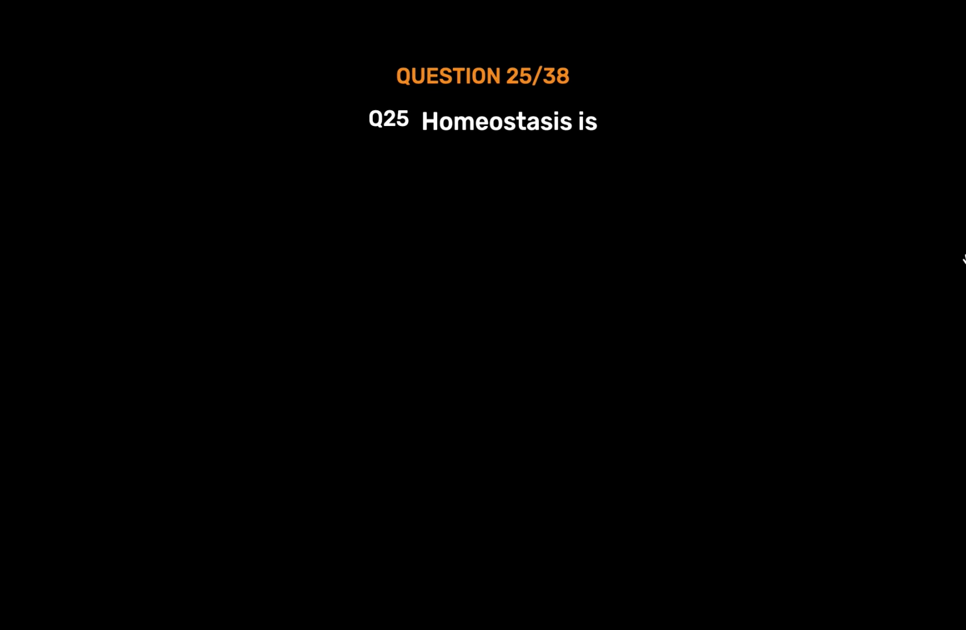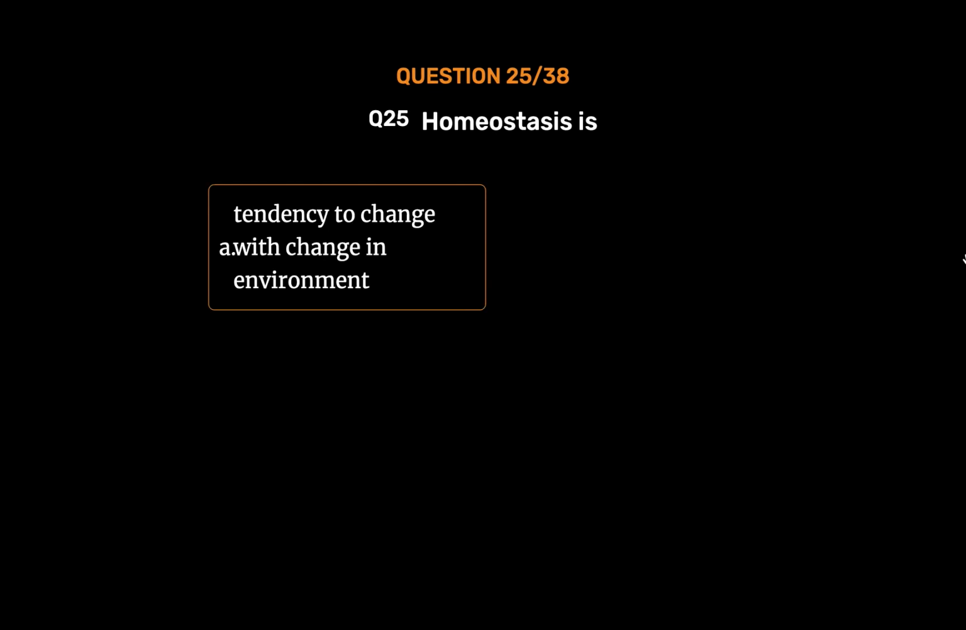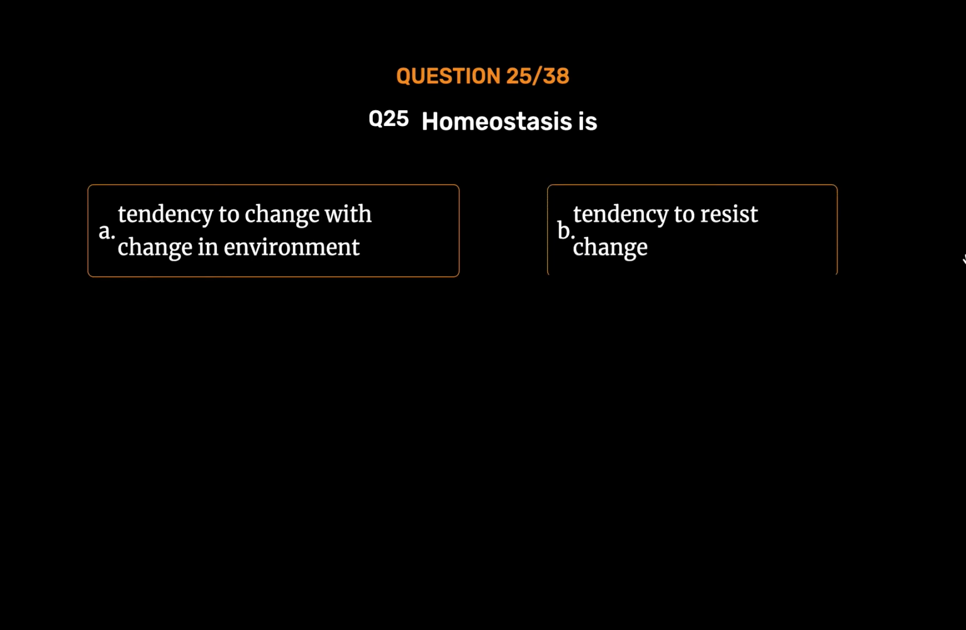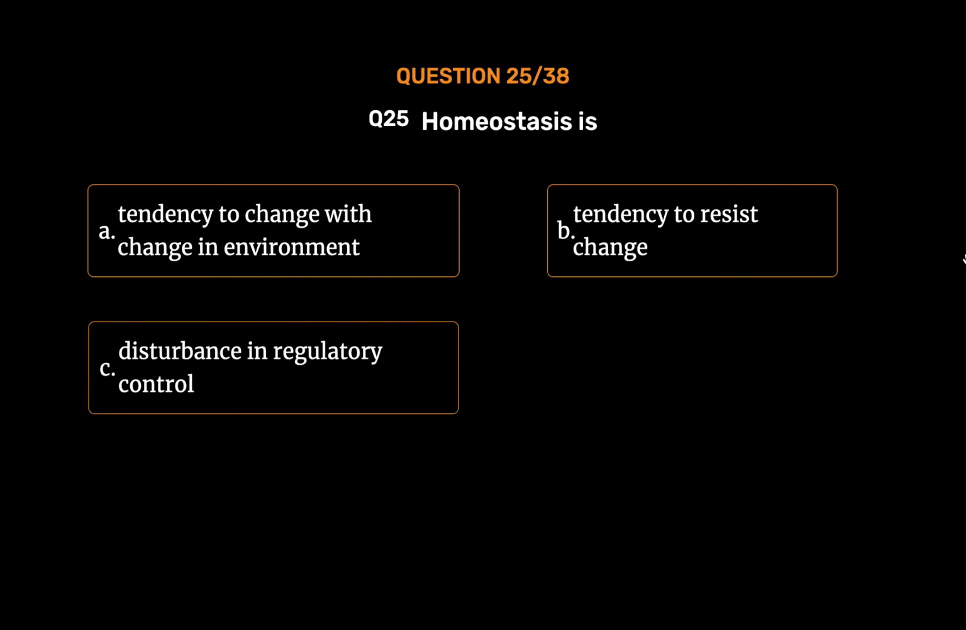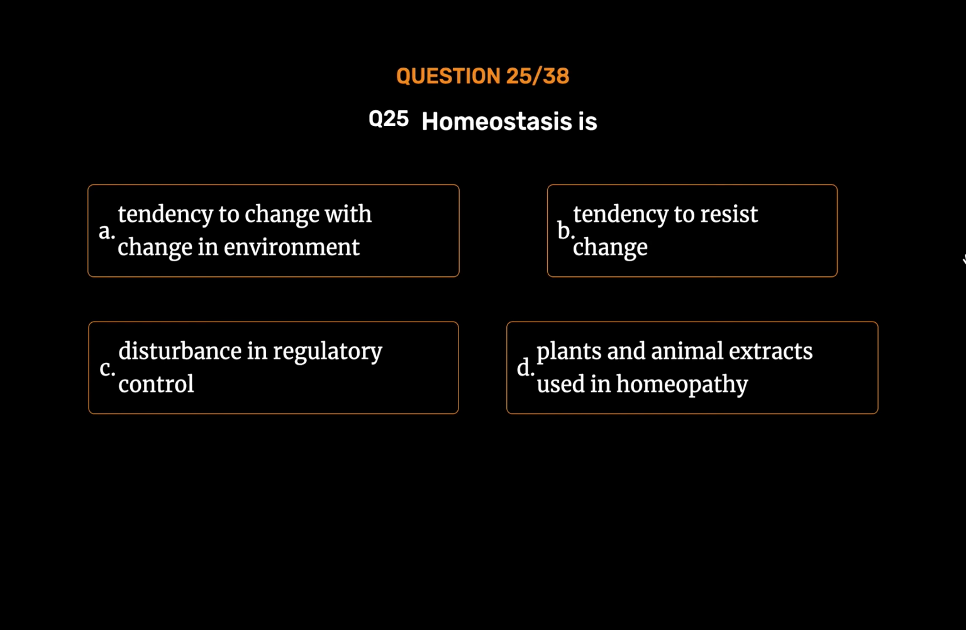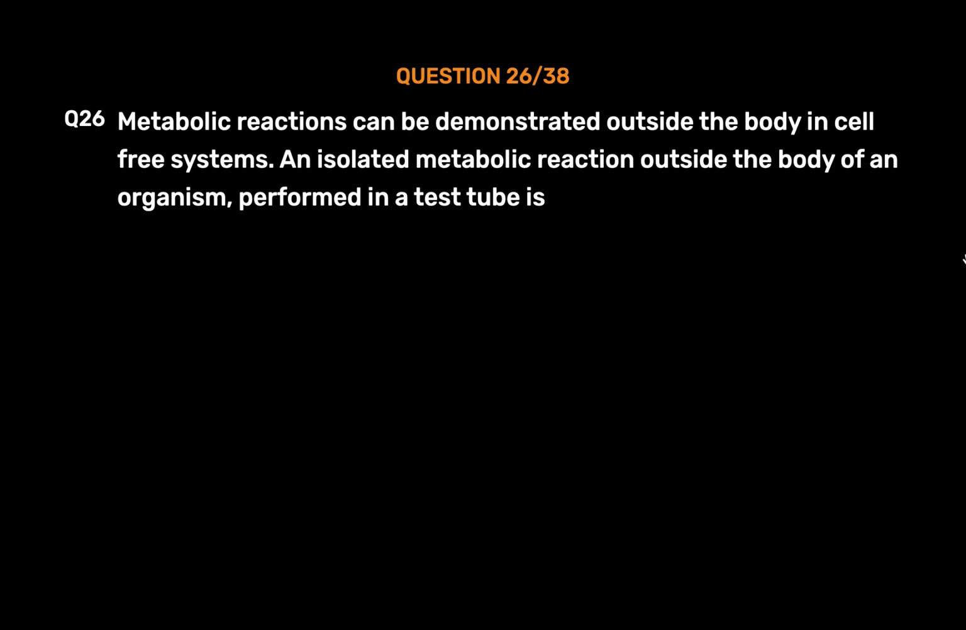Question number 25. Homeostasis is Option A. Tendency to change with change in environment. Option B. Tendency to resist change. Option C. Disturbance in regulatory control. Option D. Plants and animal extracts used in homeopathy. The correct answer is Option B. Tendency to resist change.